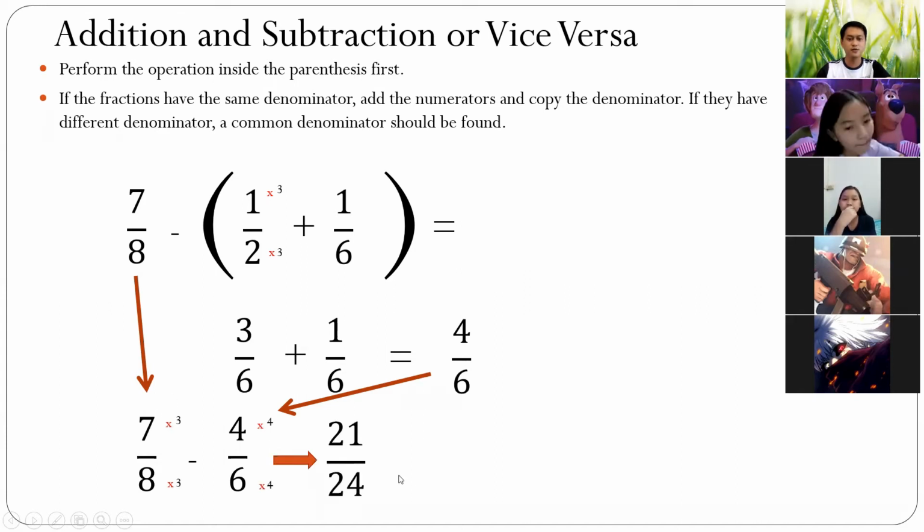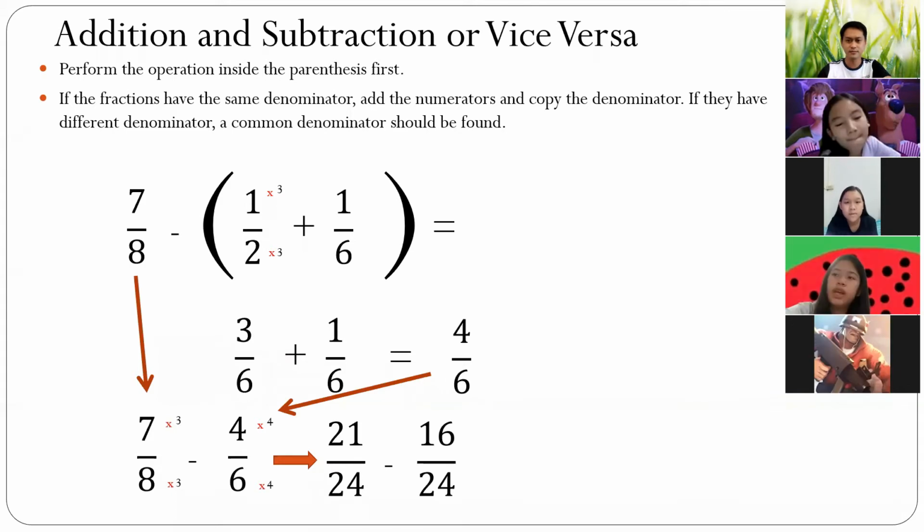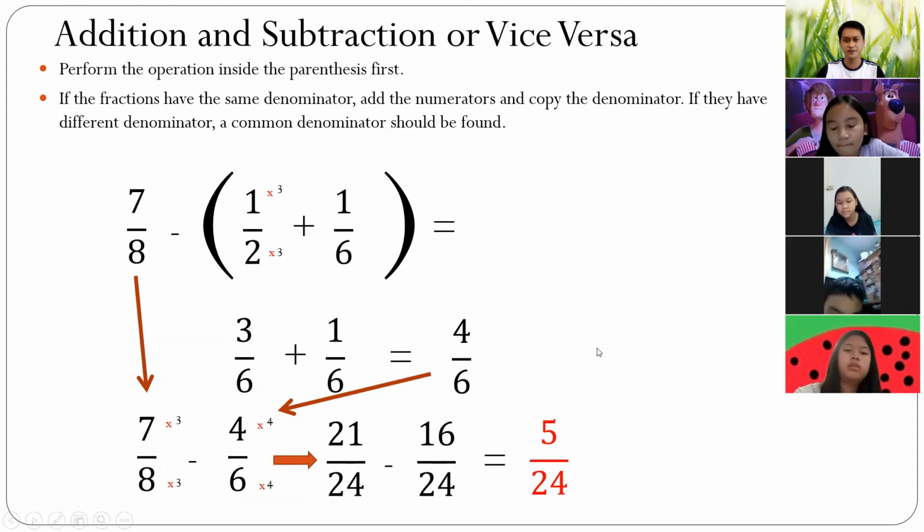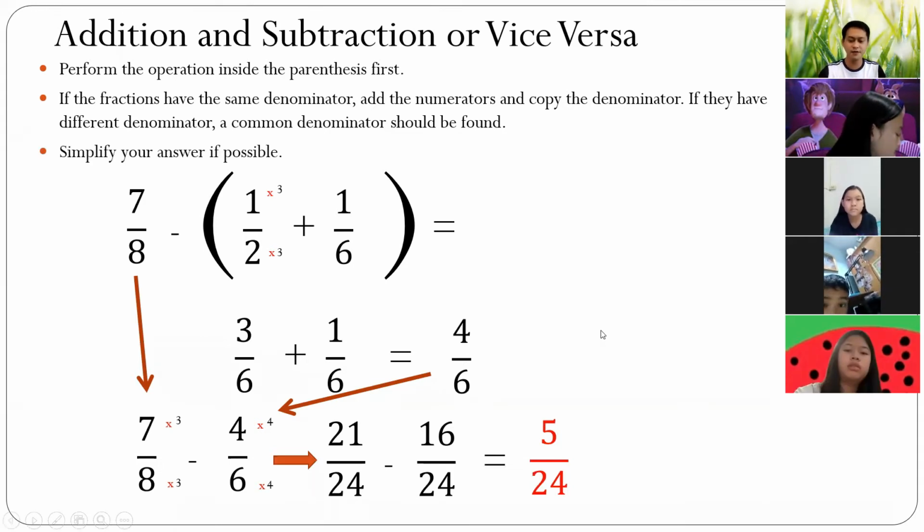So let's rewrite. It will become 21/24 minus what? 16/24. Very good. And what will be our answer? 5/24. Okay, 5/24. So if you can simplify, please simplify your answer.